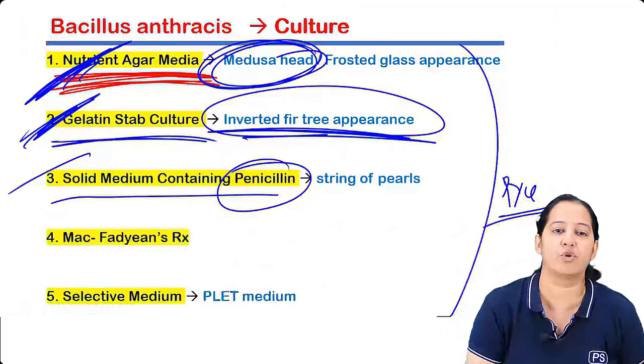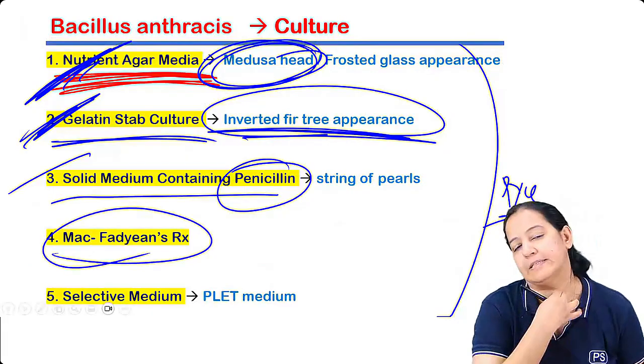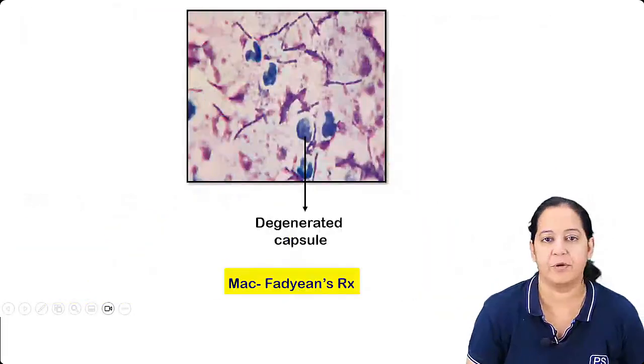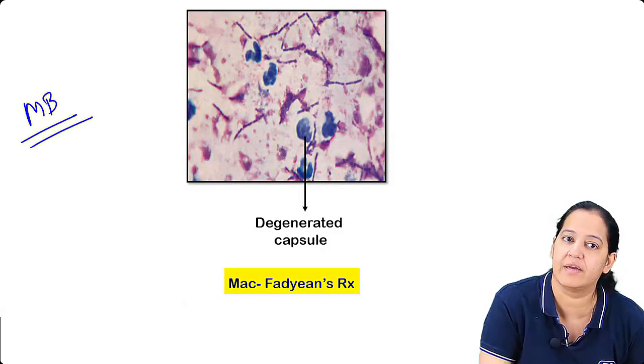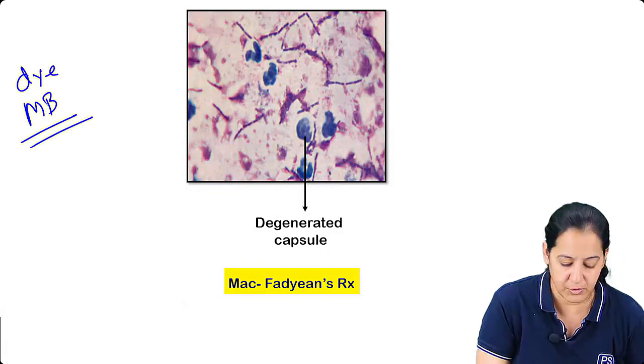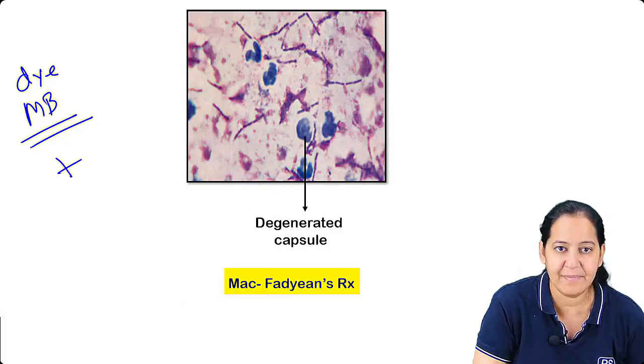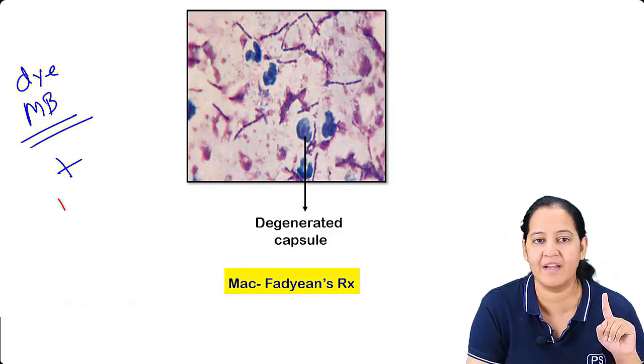Next, let's take the fourth one. Let's take a stain. The name of that stain is methylene blue. Have you heard about methylene blue? There is a stain, there is a dye. Methylene blue is a dye, right? So you take methylene blue and mix the methylene blue with your bacteria. What is your bacteria? Bacillus anthracis.